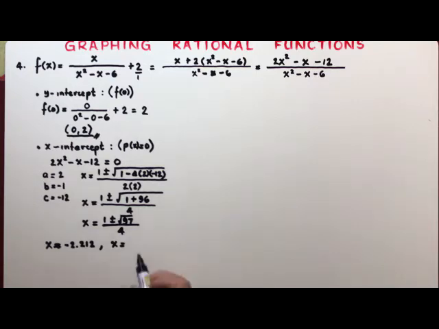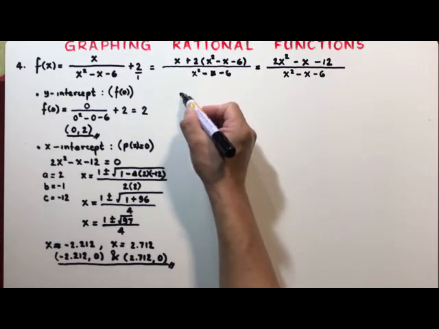And using your calculator, that is 2.712. Therefore, the x-intercepts are the points negative 2.212, where the y-coordinate is 0, and also 2.712, where the y-coordinate is also 0 because this is an x-intercept. So these are the two points that are called the x-intercepts of the graph.